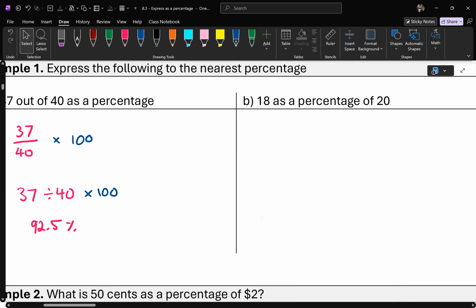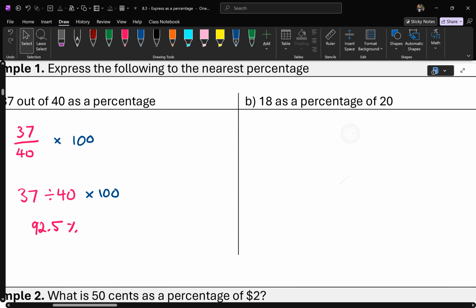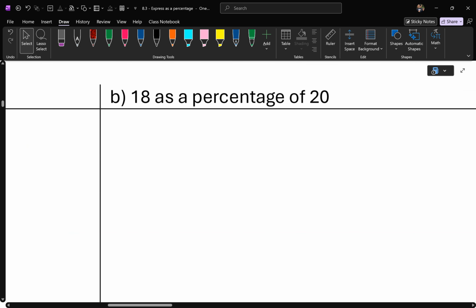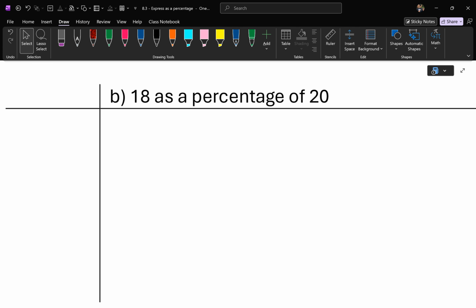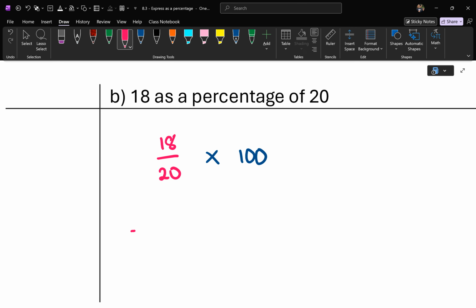Okay? All right. Next one, 18 out of 20. So hopefully, as a percentage of 20, what that basically means is what is 18 in terms of percent out of 20? So in other words, they're just saying if you had 18 out of 20, what is that as a percentage? And same thing again, to convert to percentage, you multiply by 100. Very good. So on your calculator, same thing again. 18 divide 20 times 100. Okay?